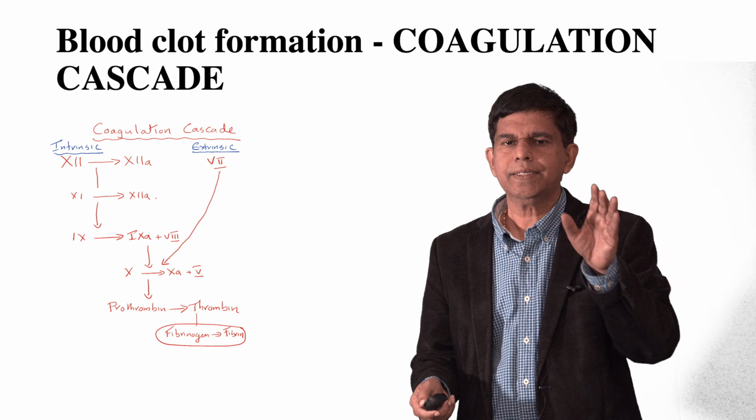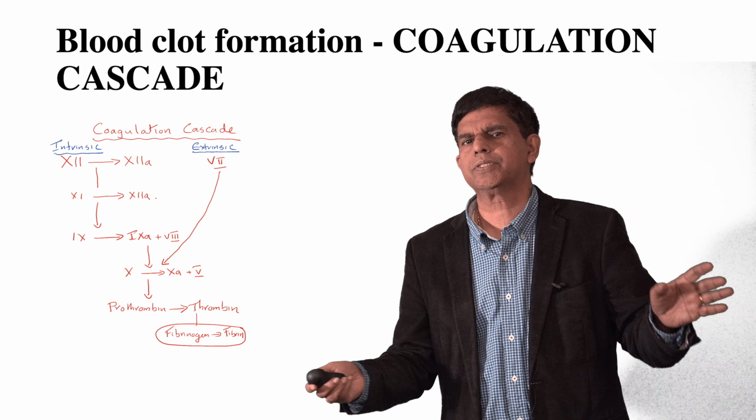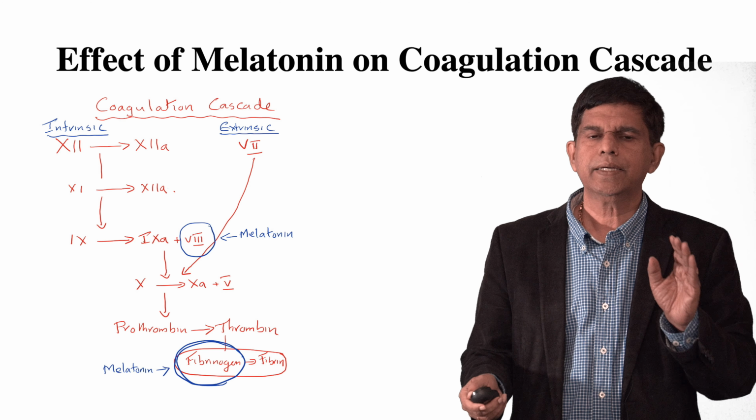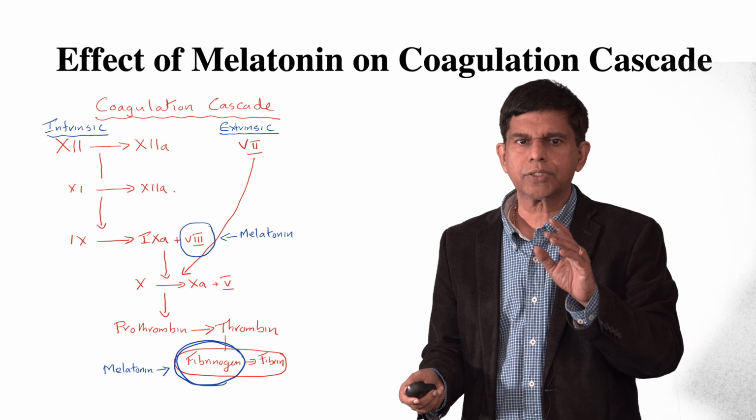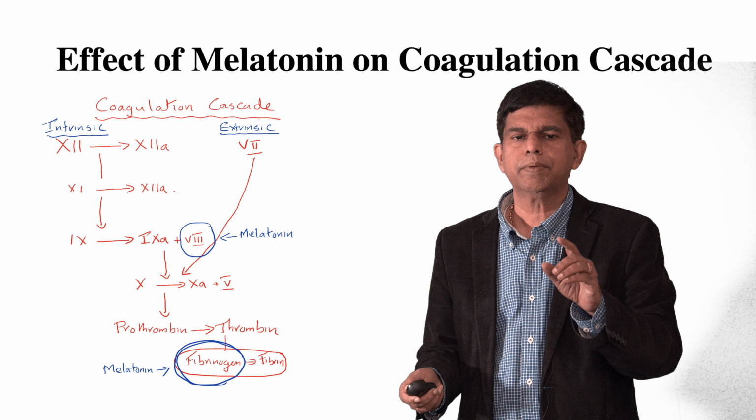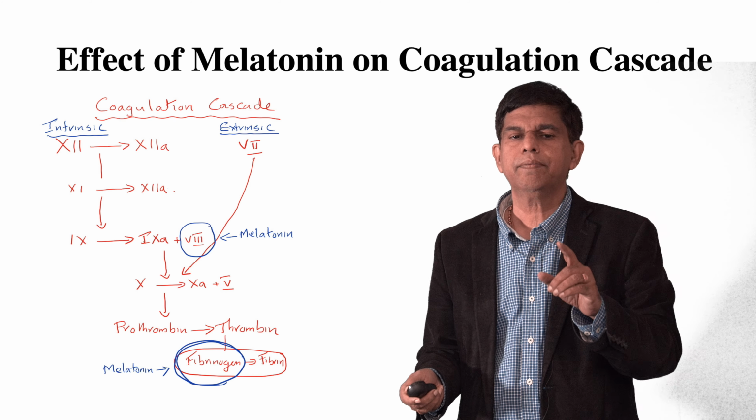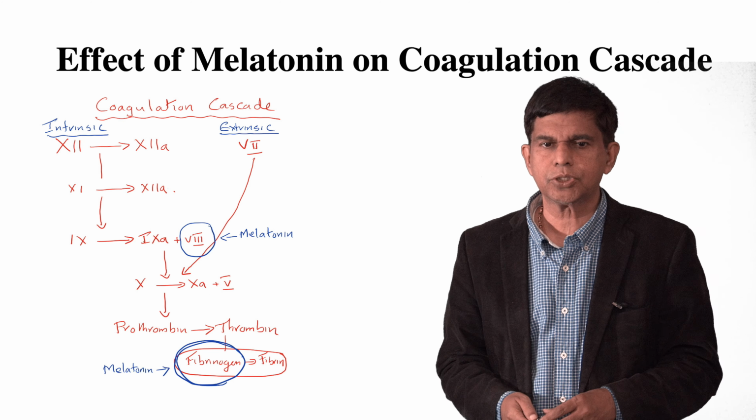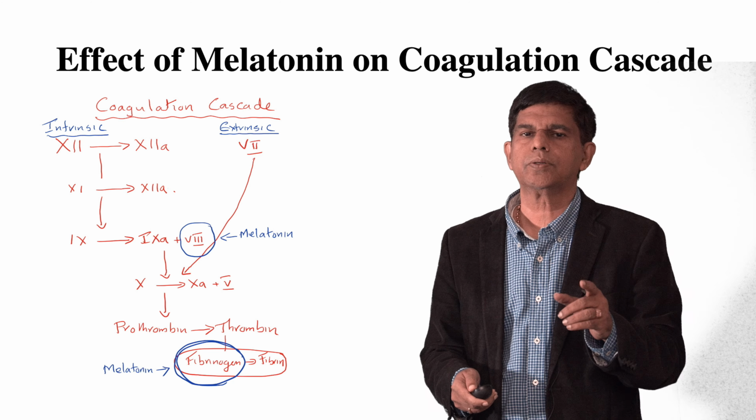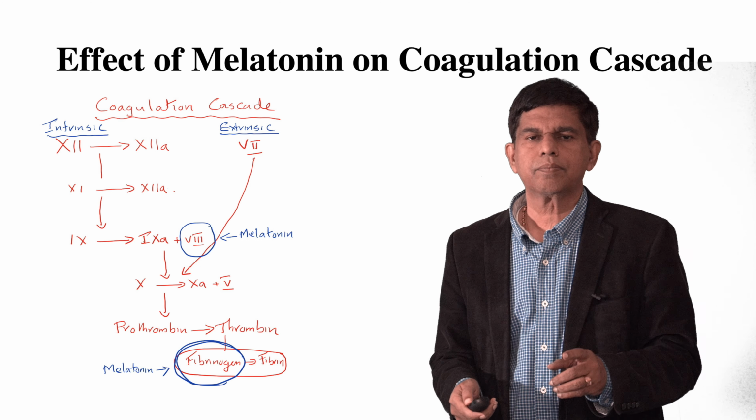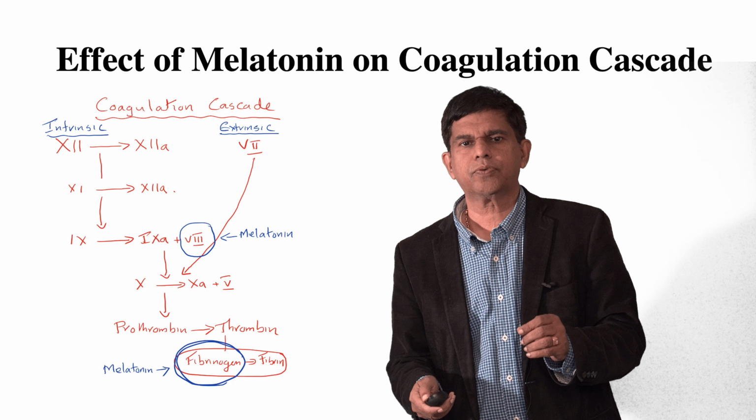So we need to look at each one. First, we look at melatonin. How does it affect the coagulation cascade? It acts on the conversion of factor 8, and it also acts on fibrinogen. Those are the two places melatonin acts. So what's going to happen? This is going to make the patient bleed because there is less blood clot formation.